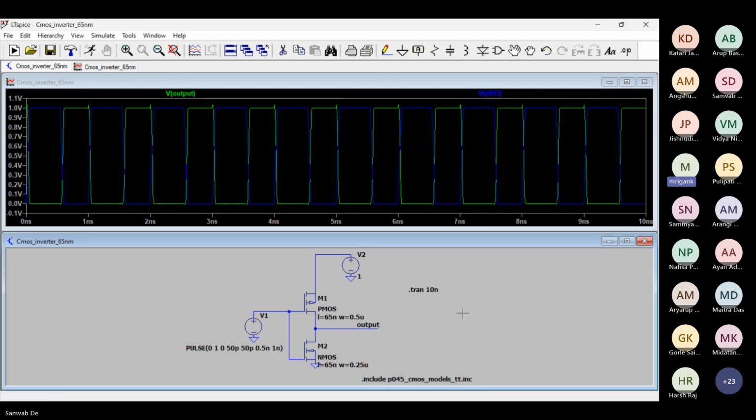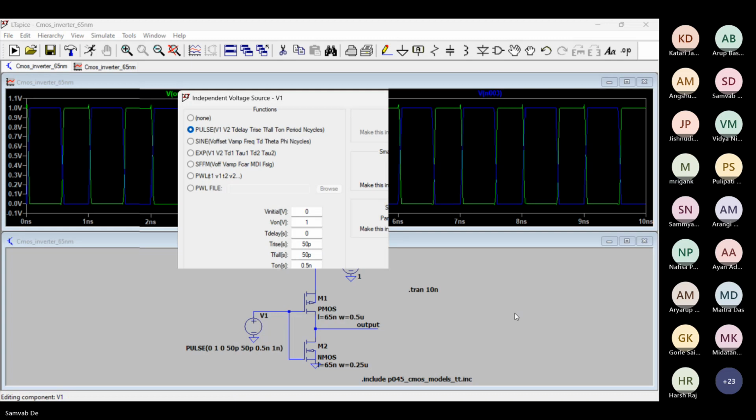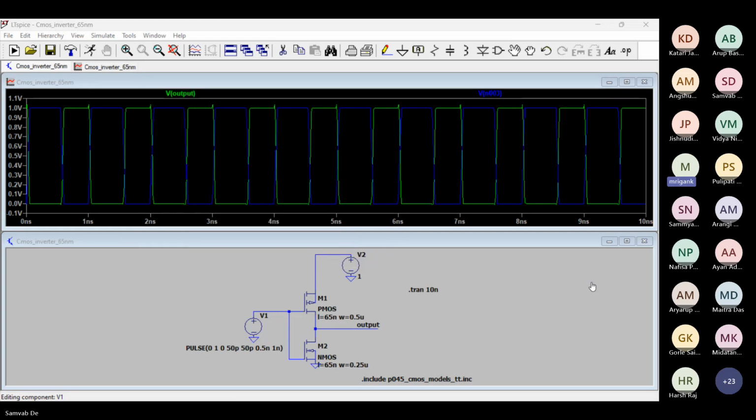The parameter window for the V1. Again closed. I asked you to keep it open, please. It is open, sir, I'm not able to see it. So the parameter window is not visible. Maybe you can maximize the lower schematic. The schematic window you can maximize, and hide the simulation waveform.